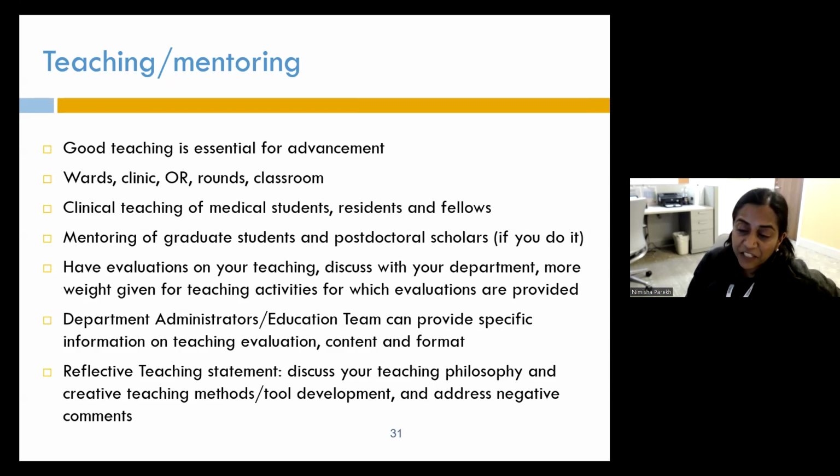Your reflective teaching statement is your opportunity to discuss your teaching philosophy, your teaching style, and any creative teaching methods you've developed or that you use. It's also an opportunity, in case you got a negative comment on one of your teaching evaluations, to address that comment and how you have made changes based on it. That is an opportunity for you to showcase.